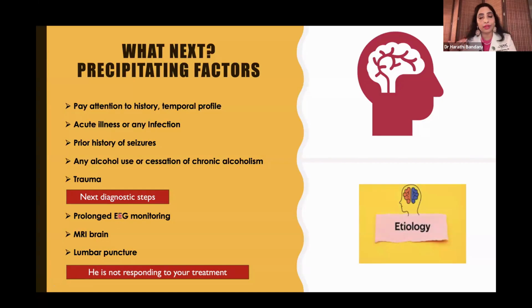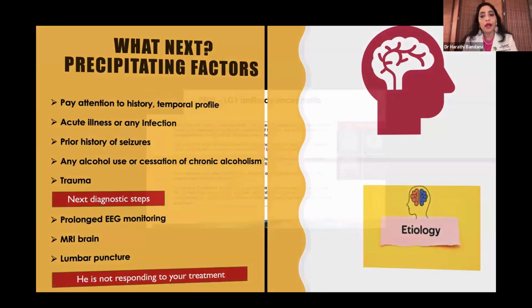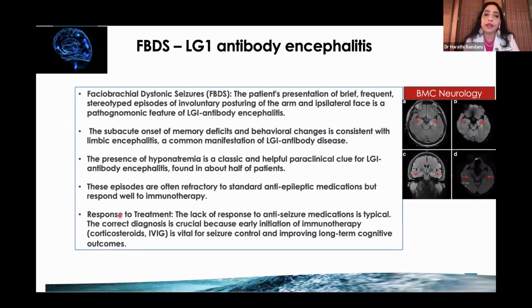Then you need to think, what other diagnosis can I think of? Is there something else that's causing this problem? You should always think of the etiology that's causing the problem, and you should treat the etiology. Very important. So, did you ever hear about dystonic seizure, faciobrachial dystonic seizure? Let's say you don't know about it. This appears to be a kind of seizure that is not responding to the regular treatment.